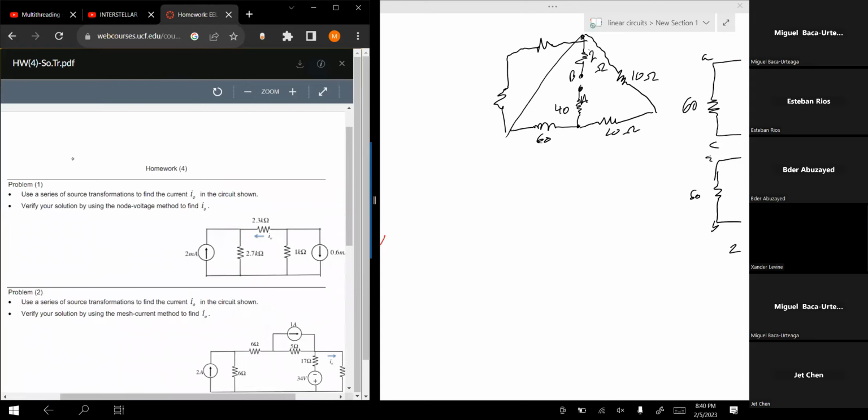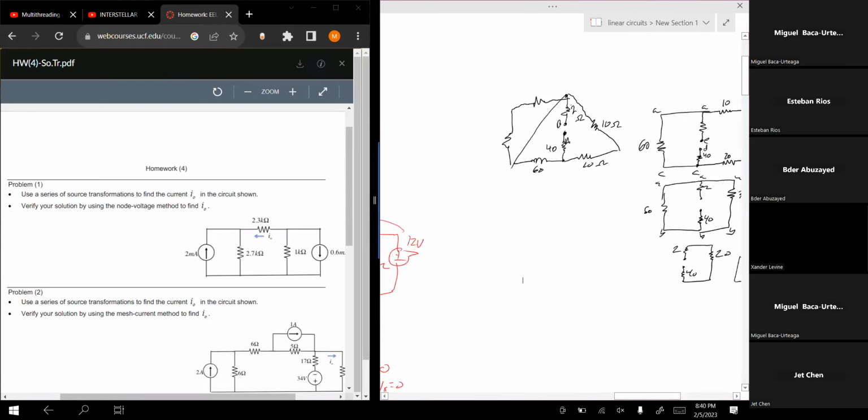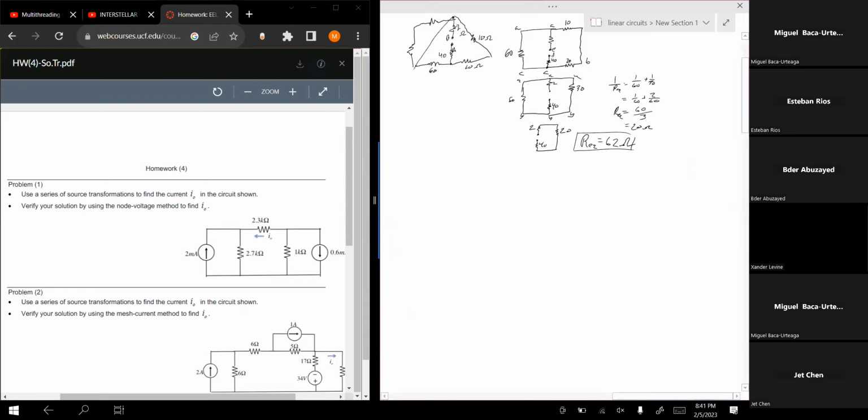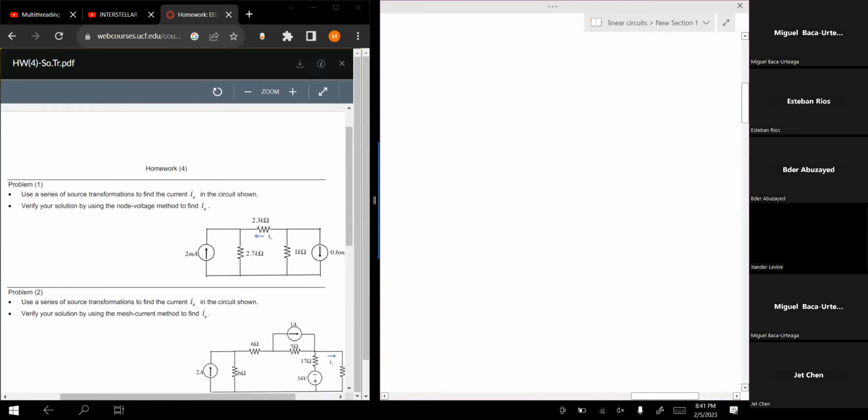Use a series of source transformations to find current I naught in the circuit shown. Verify your solution by using node voltage method to find I naught. So I believe she said that node voltage method would actually not be on the exam. However, we're going to need to know it at some point, so it would be pretty good practice.